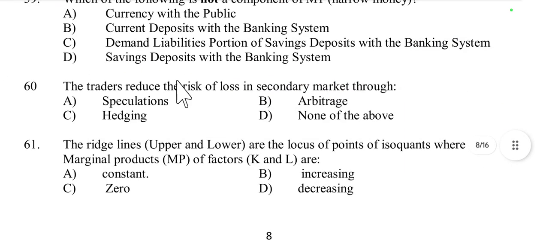Then question number 60, the traders reduce the risks of loss in the secondary market through speculation, arbitrage, hedging. These three terms are different concepts. So when the traders reduce the risk of loss in the secondary market to cover the foreign exchange risks, the process is called hedging.